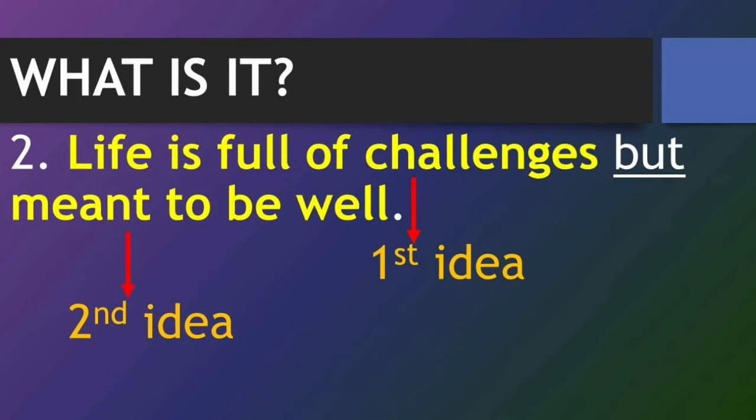So while in sentence number 2, life is full of challenges but meant to be well. The transition signal "but" introduces the opposite ideas. Alright, so we have two ideas here. The first idea is life is full of challenges. Then the second idea is meant to be well. So we use the transition signal "but" to introduce the opposite ideas. They have the opposite ideas. Okay, one is a negative one, and the second one is a positive. Okay, so that's how we use the transition signal "but" here.